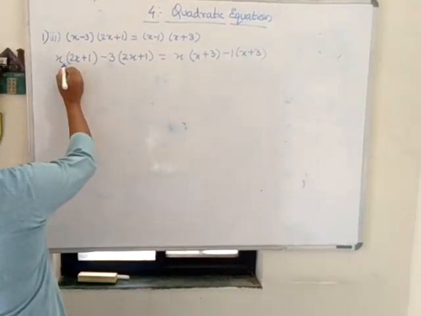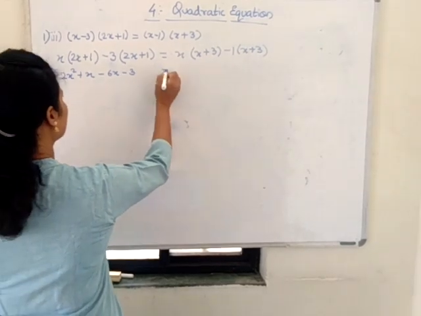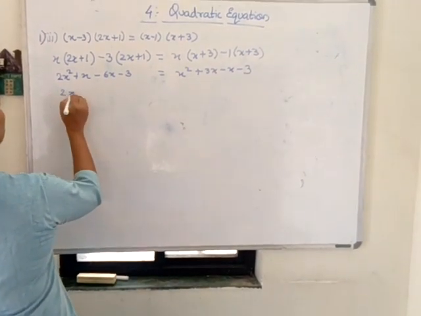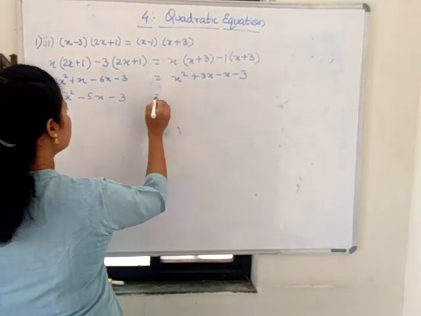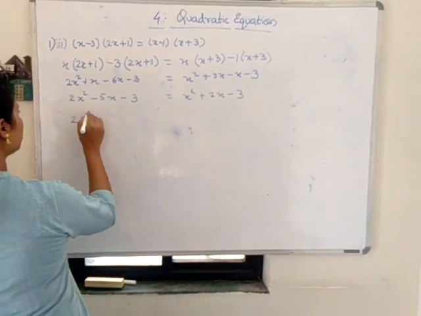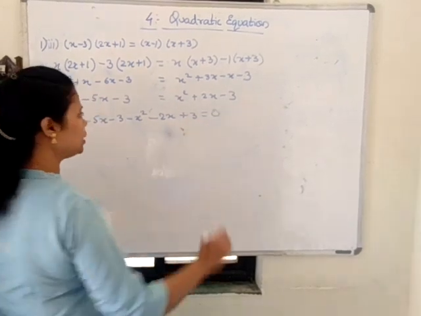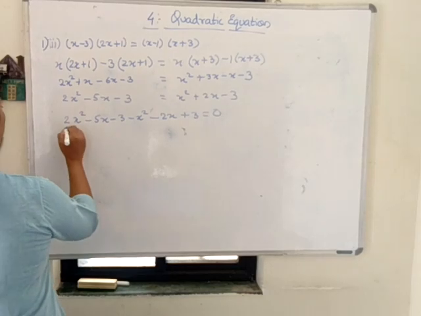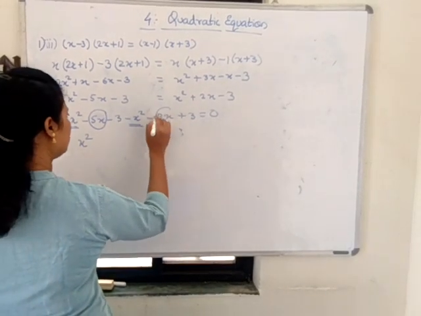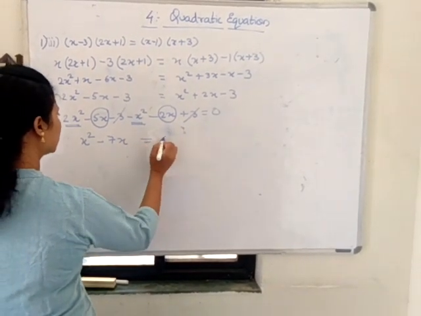So now let us multiply x to each and every term of the second bracket. So we get 2x square plus x minus 6x minus 3 is equal to x square plus 3x minus x minus 3. So we have 2x square minus 5x minus 3 is equal to x square plus 2x minus 3. Let us take everything to the left hand side. So 2x square minus 5x minus 3 minus x square minus 2x plus 3. When you take it to the left hand side, the sign will change. So we have 2x square and x square, we get x square. Then we have 5x and 2x, we get minus 7x. And then we have minus 3 and plus 3, which will get cancelled, and we get 0.